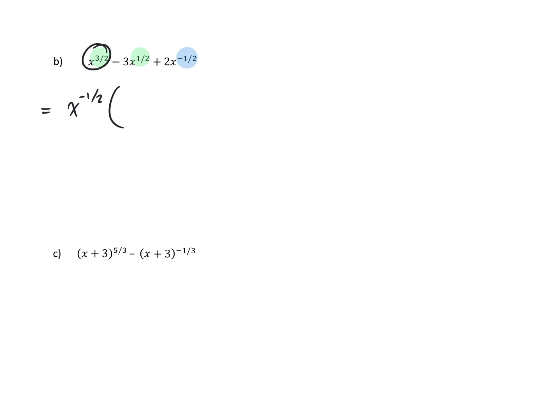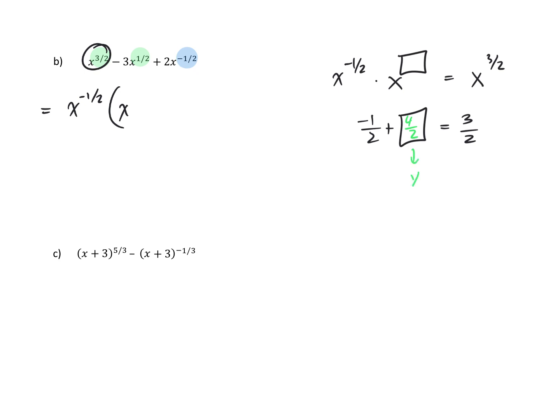Well, for this first term, let's ask ourselves that question again. X to the -1/2 times x to the what would give me x to the 3/2. Or, another way to think of it is -1/2 plus what would give me 3/2. How about 4/2? 4/2 minus 1/2 would give me that 3/2. Okay, so again, let's go ahead and do that. That's going to be x to the 4/2, which is technically the same as what? 2. So x to the 2 minus.